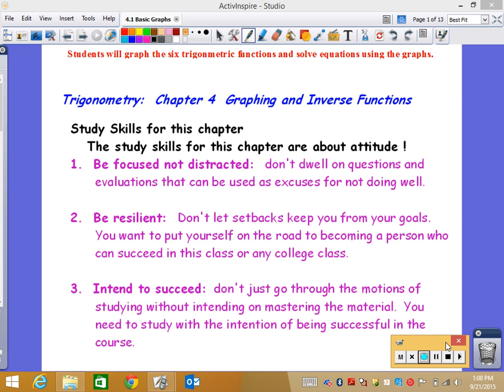If you don't get it right away or you run into some setbacks, you just got to keep pounding it out, and I promise you it'll make sense and you will do great on the test. And lastly, when you start doing some of these problems, you have to intend to succeed. So when you start, you've got to think right away, yep, I'm going to do awesome at this. So let's get started.